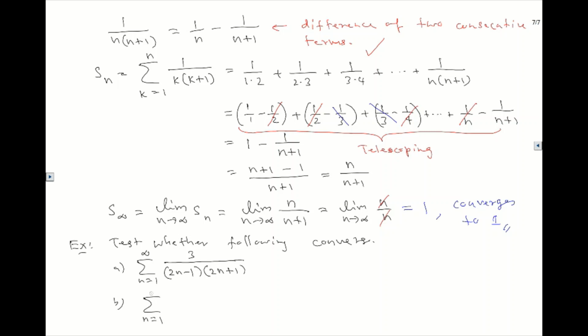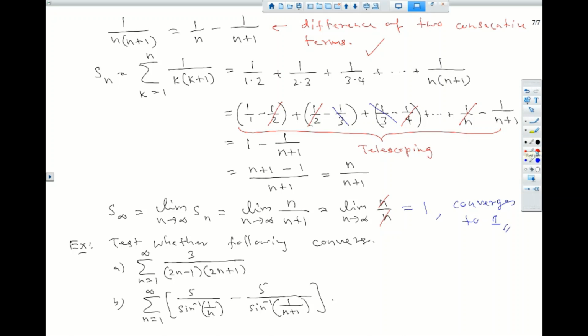How about this: sigma n going from 1 to infinity of 5 over sine inverse of 1 over n minus 5 over sine inverse of 1 over n plus 1. You can see there's already a difference, so you don't have to do much here. It's just a simple calculation, because the nth term is already a difference of two consecutive terms, n and n plus 1.